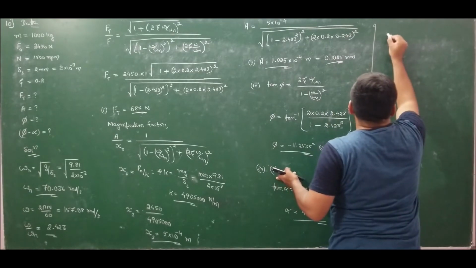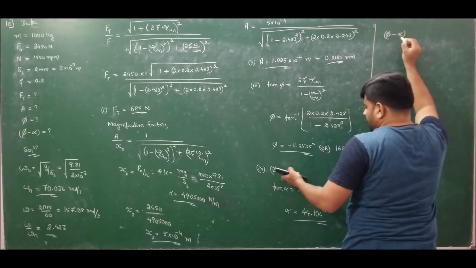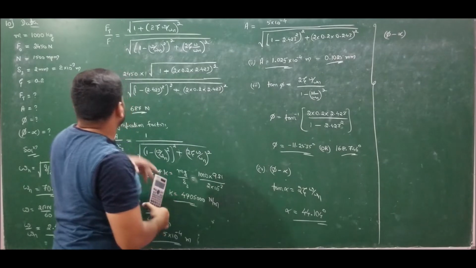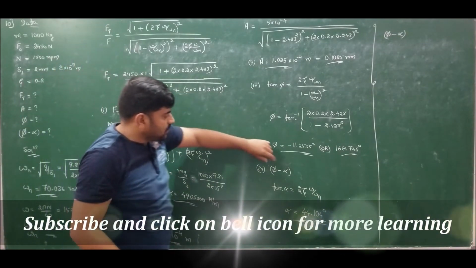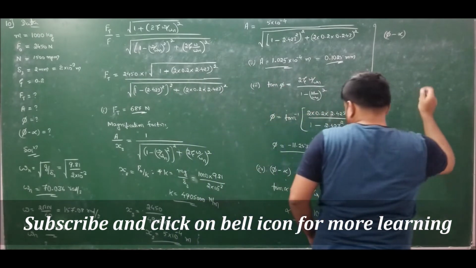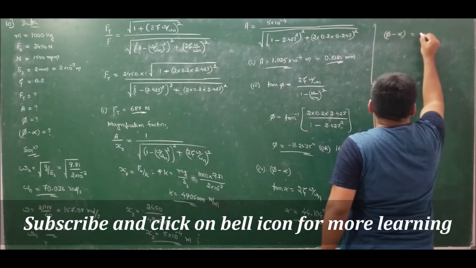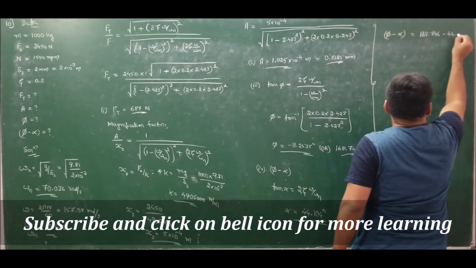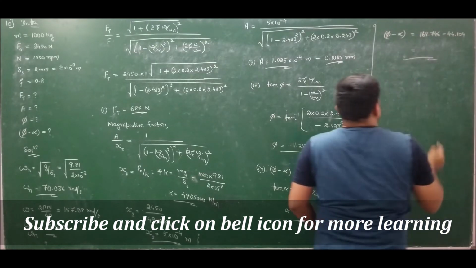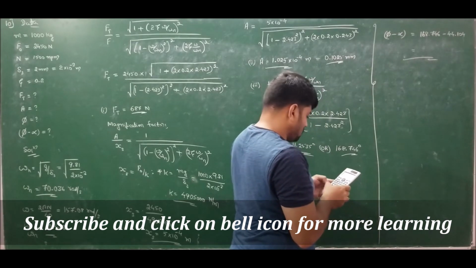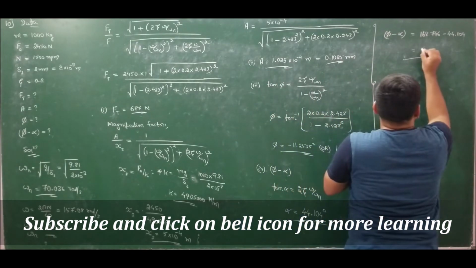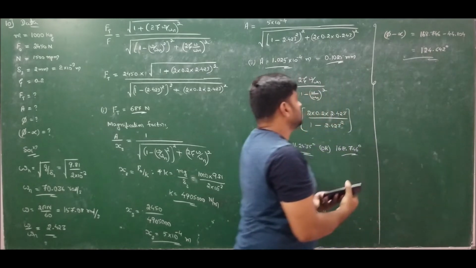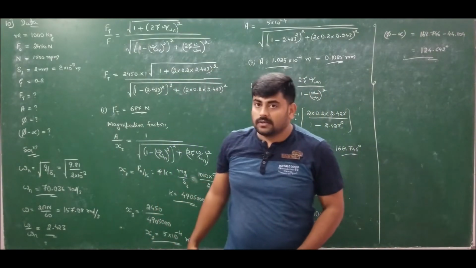Hence the phase lag phi minus alpha, that is phi minus alpha, is nothing but the angle between the force transmitted to the base and the excitation force. The angle between these two is phi minus alpha, which is turning out to be phi is 168.746 minus alpha is 44.104. Hence the phase lag will become 124.642 degrees.